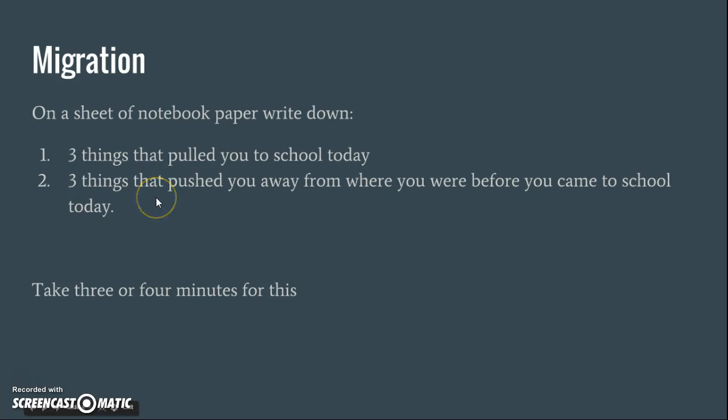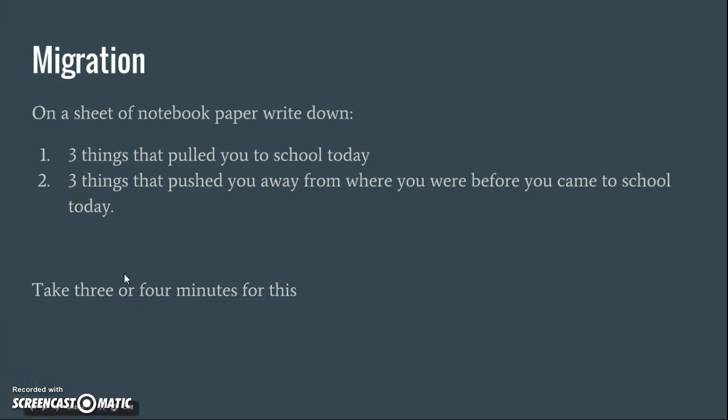Alright? On that same sheet of paper, I want you to write down 3 things that pushed you away from where you were before you came to school today. That could be your house, your grandparents' house, a friend's house, aunt and uncles, etc. So again, 3 things that pulled you to school today, and 3 things that pushed you away from where you were before you came to school today. I want you to take 3 or 4 minutes for this, and I'm going to pause my recording, so I want you to pause the video at this time.